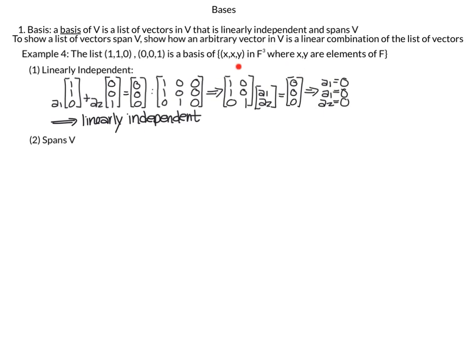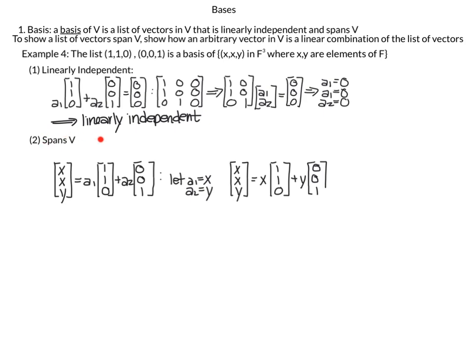So we put it in vector form again: our coefficient matrix times our variable times our solution vector. Multiplying row times column, we get a1 equals 0. Multiplying row times column, we get the same statement, a1 equals 0. Multiplying row times column, we get a2 is equal to 0. Therefore, the two vectors are linearly independent.